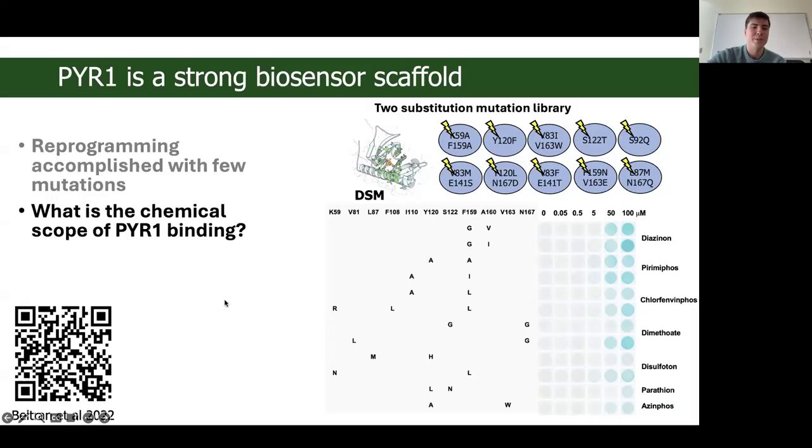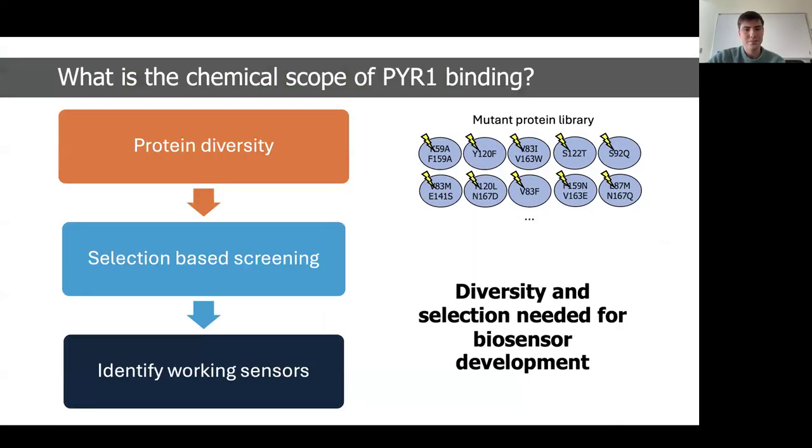what is the scope of Pier 1 binding? What are the different compounds that Pier 1 is able to bind to? Did we get lucky here with this paper, or is it just a really awesome biosensor scaffold? And the next question that I'll touch on in this talk is how can we use data from these general screen libraries to build effective biosensors rapidly and get really nice high sensitivity sensors and find additional ligand interactors.